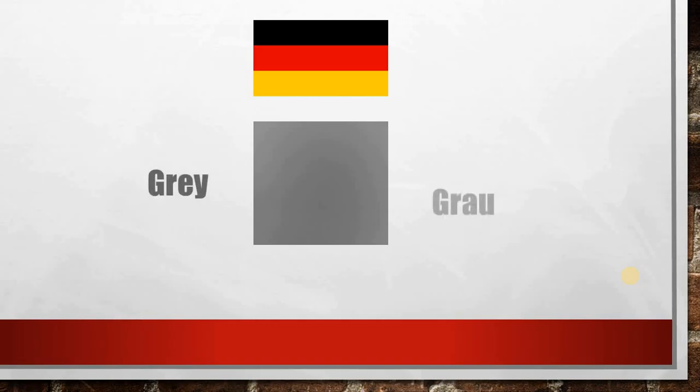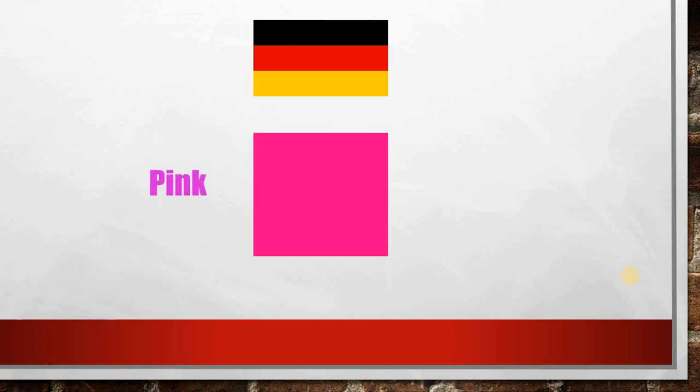Gray, grau. Then there is pink, and that is known as rosa. Brown in English, and in Deutsch we will say it as braun.